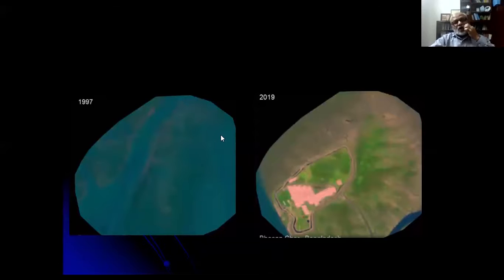Another example is in the Bay of Bengal. In 1997, this is one island, Nijhum Deep. No, sorry, Bhasanchar. Bhasanchar, the island was just emerging. There's a trace, but by 2019, you get a complete island.